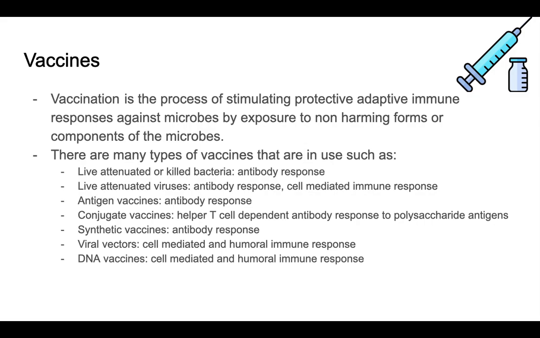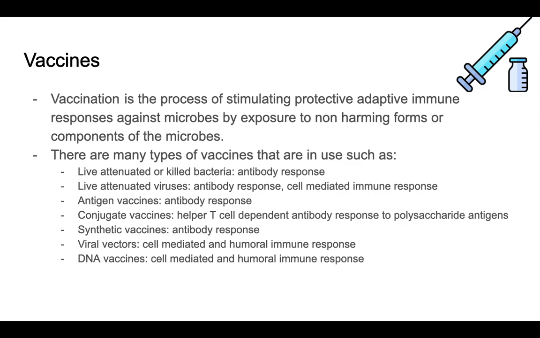Vaccination is the process of stimulating protective adaptive immune responses against microbes by exposure to non-harmful forms or components of the microbes. There are many types of vaccines in use, such as live attenuated or killed bacteria, which give an antibody response. Live attenuated viruses give an antibody response and a cell-mediated immune response.